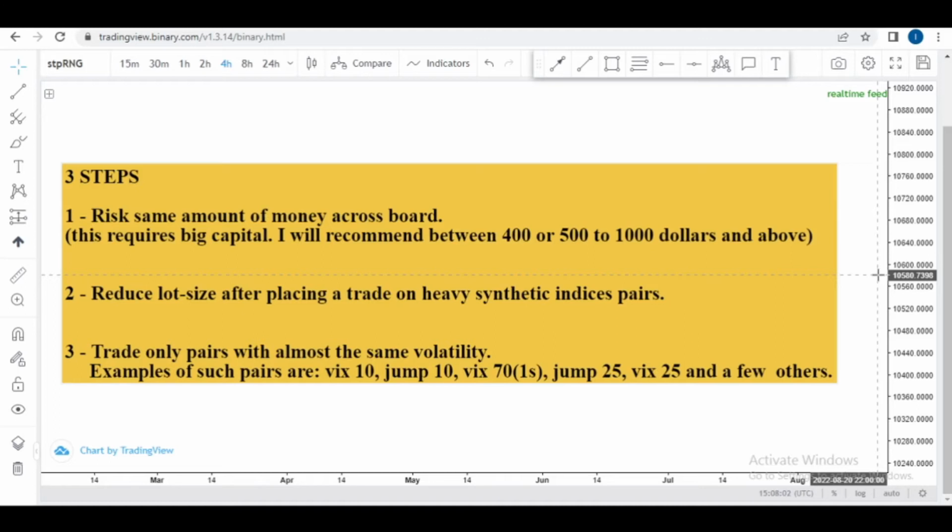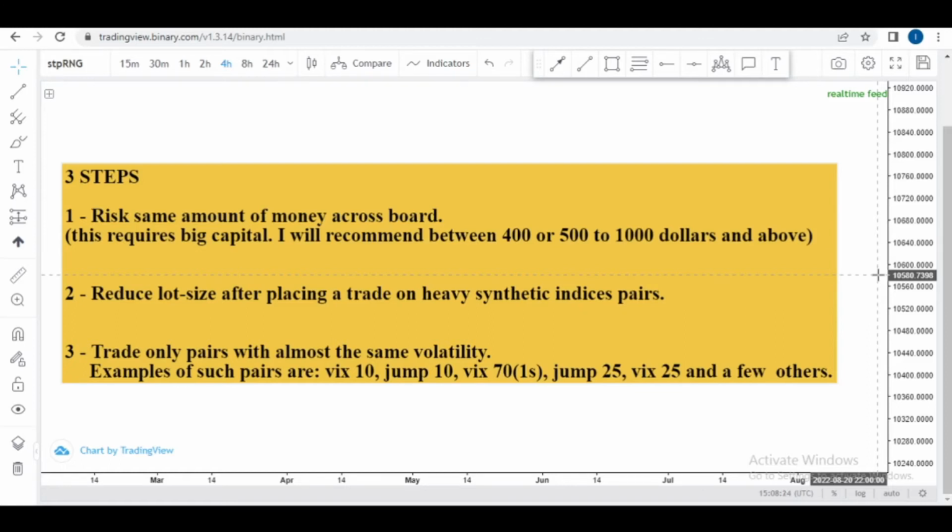You open a demo account, since we don't have a position size calculator on synthetic indices. Of course, we have position size calculators for forex, but I've not found any for synthetics. Correct me if I'm wrong. If there is, please leave a comment down below so that I can also learn from you guys. Remember, this is a community.